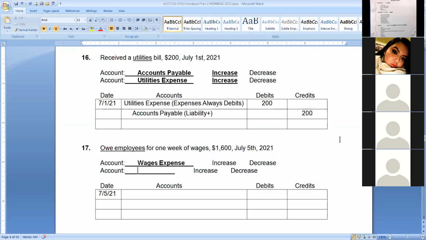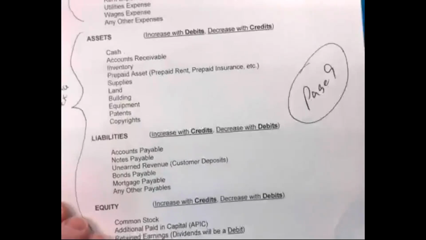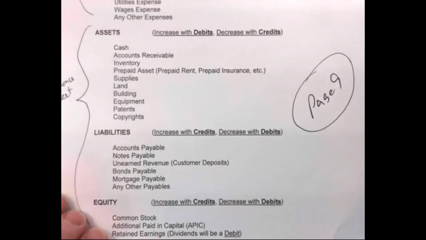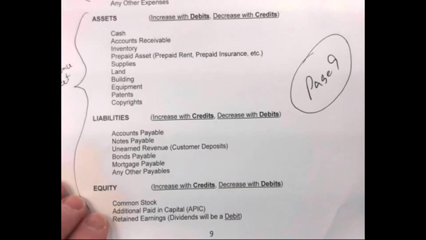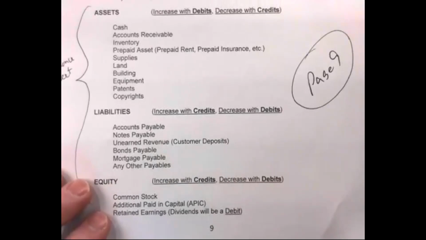Now, what is it when you owe somebody? Think about the balance sheet. Oh, here, let's pull up the thing. I'm trying to do that on my screen. Oh, you know what? I don't have it in here. I should have it in here.